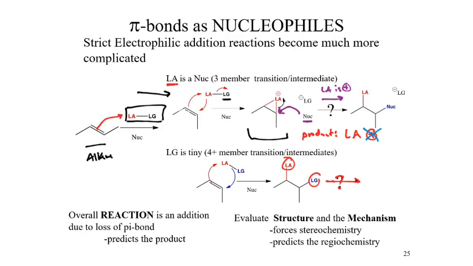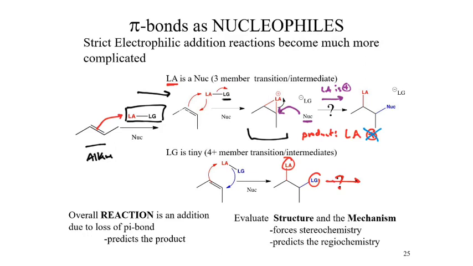We would then have to move to the structure and the mechanism to understand something about the stereochemistry. Should these be wedges and dashes? Should they be both wedged? Should they be both dashed? Should one be wedged, one be dashed? Which one's which? How do we decide?